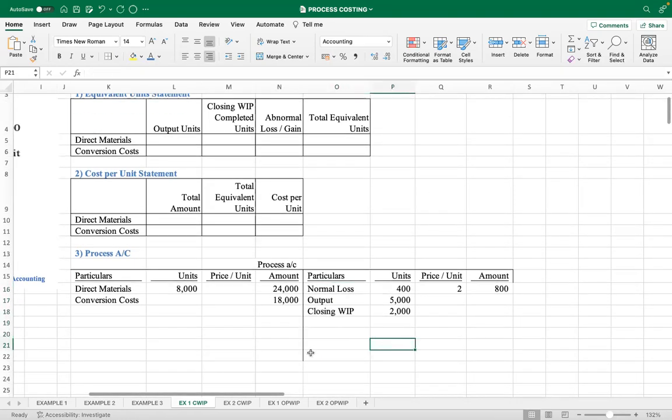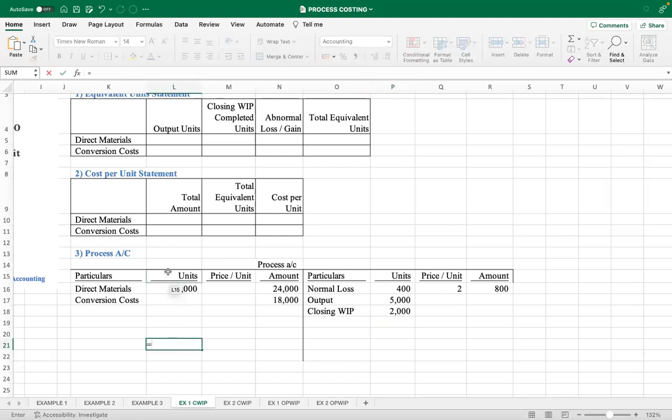Now, we said after that, the next step is to get the total. What is the total of the units on the debit side? It is 8,000. What is the total of units on the credit side? 400 plus 5,000 plus 2,000.